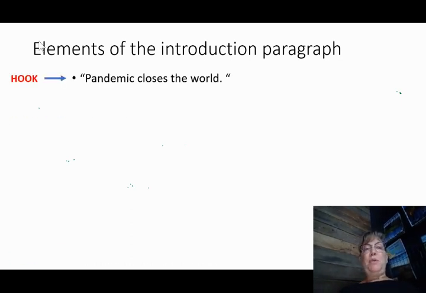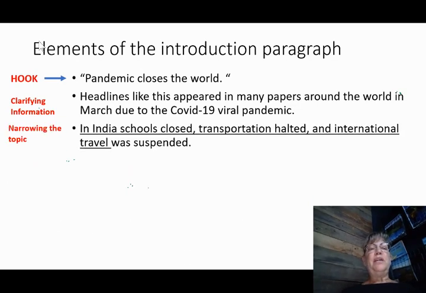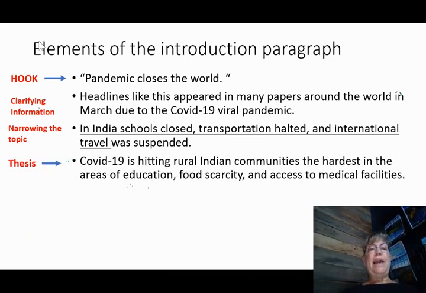Okay, so let's review what we talked about in the last little short video. Elements of the introduction paragraph. Remember, we have the hook, that's what grabs the reader's attention. We have clarifying information, that's what's going to make us understand what that hook was about. We're going to narrow the topic, because remember, we're going from that picture of the upside down triangle. It shows it very wide at the top and very narrow at the bottom. So that's what we're doing. We're narrowing the topic. And then we have our thesis. Of course, this is where we left off.